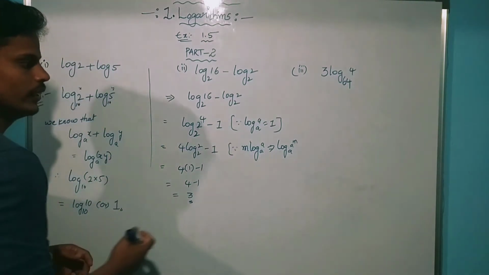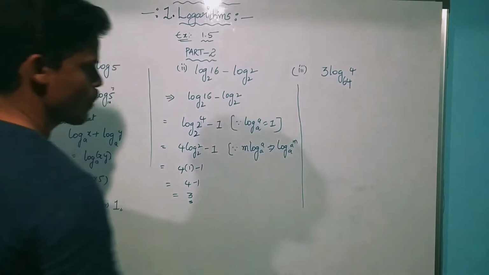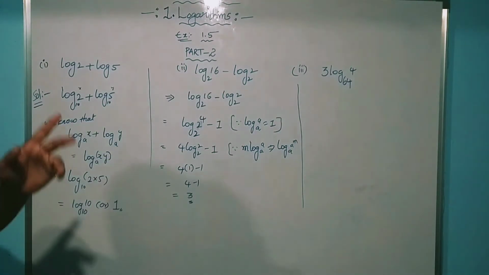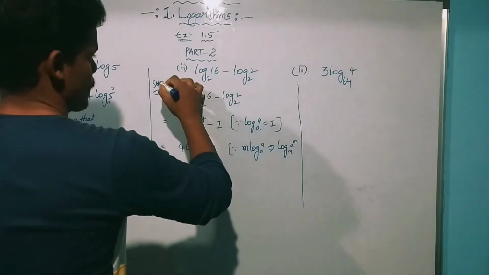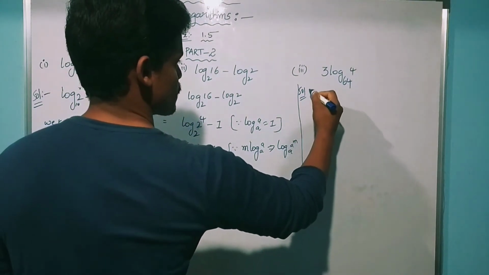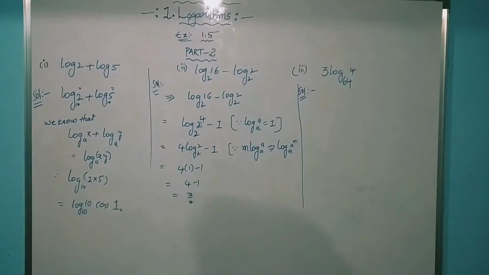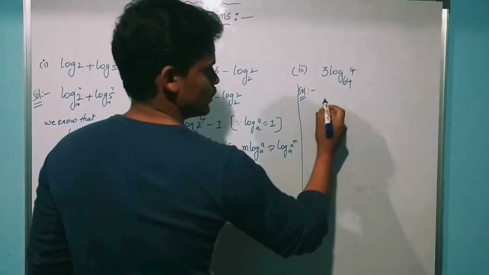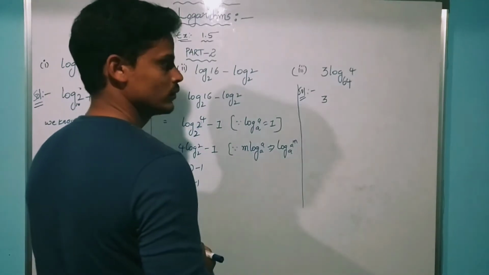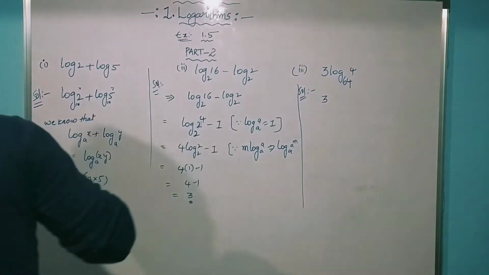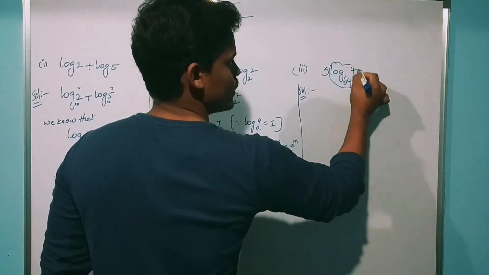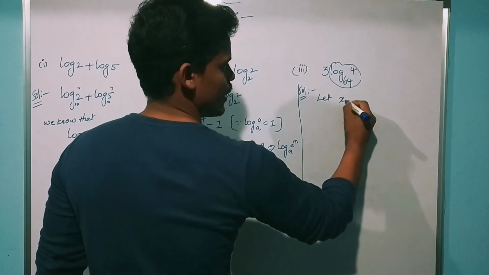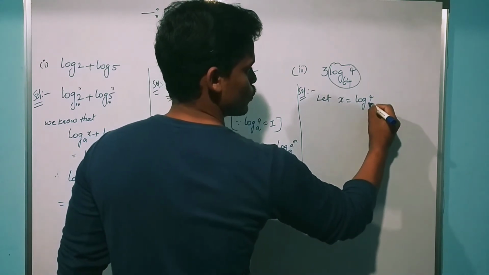So next, 3 log 4 to base 64. Just wait. First I am taking only this part. Let x be equal to log 4 to base 64.